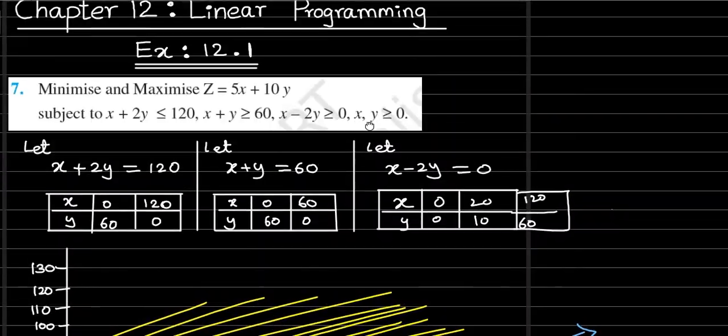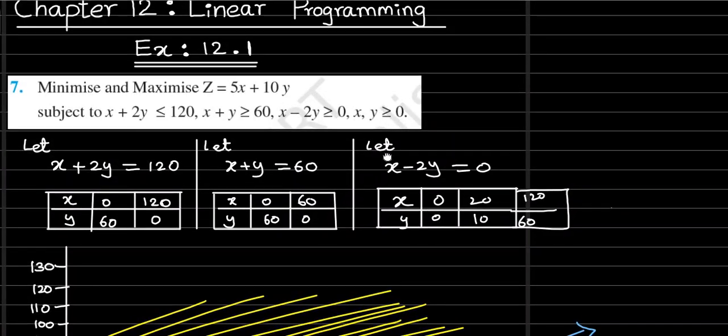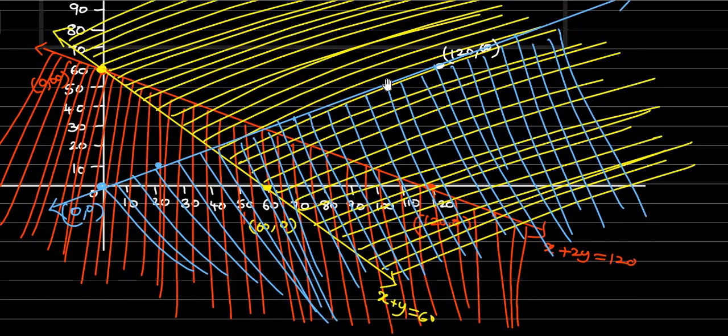Now the other two, x comma y greater than or equal to 0. That means what? It's only in the first quadrant. In the first quadrant, wherever all these three are meeting, that is the feasible region. So I will highlight it. So you can notice this portion, only in the first quadrant. In the first quadrant, if you notice this particular portion, we have the solution space of all the three inequalities.